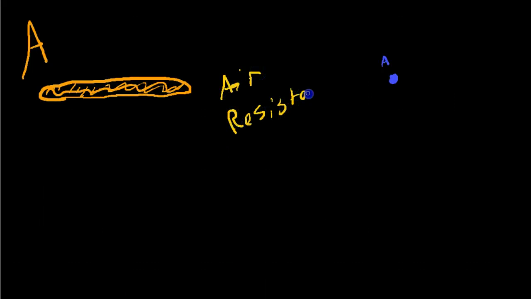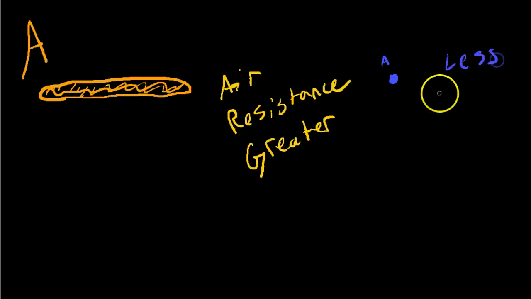So let's say you have this big, kind of cloth sheet. It's not the best drawing of a cloth sheet, but it's falling from the sky, okay? And it has a lot of surface area, big A. But then let's say you have this rock, a very, very small pebble. It has a small A. The air resistance over here is greater, and then less over here. Less AR.